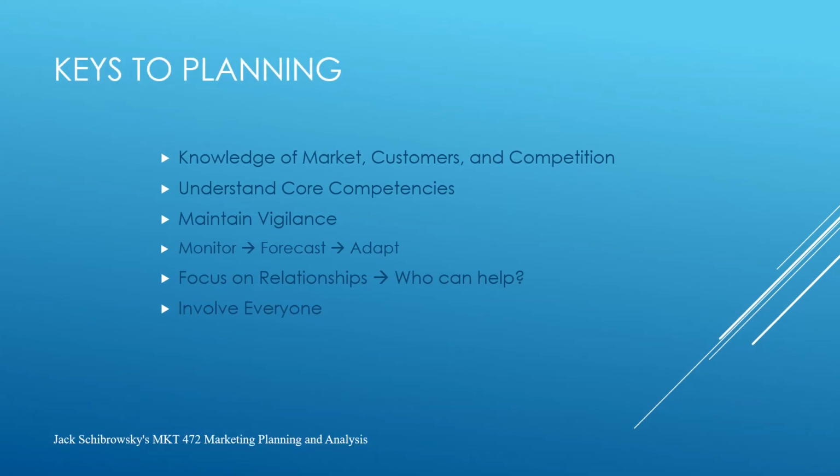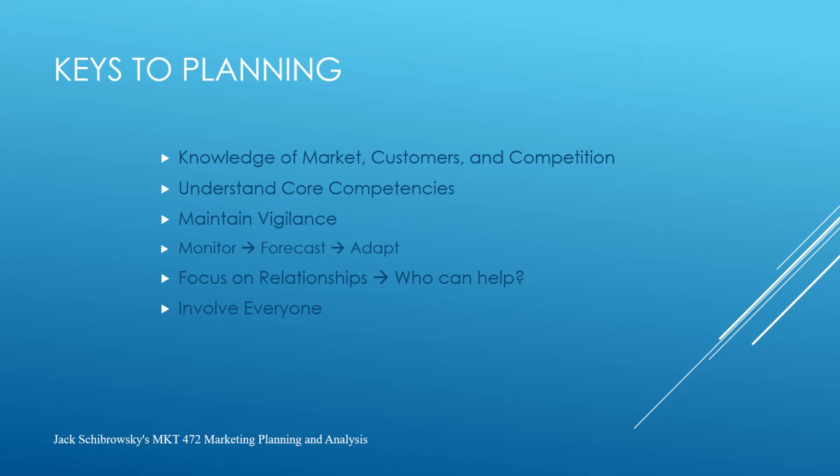All right, so the keys to planning: knowledge of the market, customers, and the competition, understanding the organization's core competencies, maintaining vigilance in terms of making sure that the data you have is accurate and complete. Another key to planning is to monitor, forecast, and then adapt. When the plan is being executed, we are going to want to make sure that we are hitting our goals and objectives, our intermediate goals and objectives.